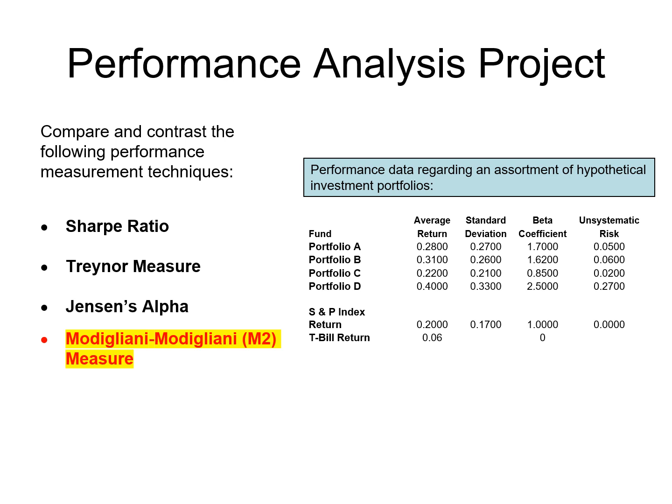For the project, you will compare 4 key performance metrics: Sharpe ratio, Treynor measure, Jensen's alpha, and Modigliani. These metrics are vital for evaluating portfolio performance and risk-adjusted return. Use the provided hypothetical portfolios to calculate and analyze these measures, applying the concepts you've learned in class.